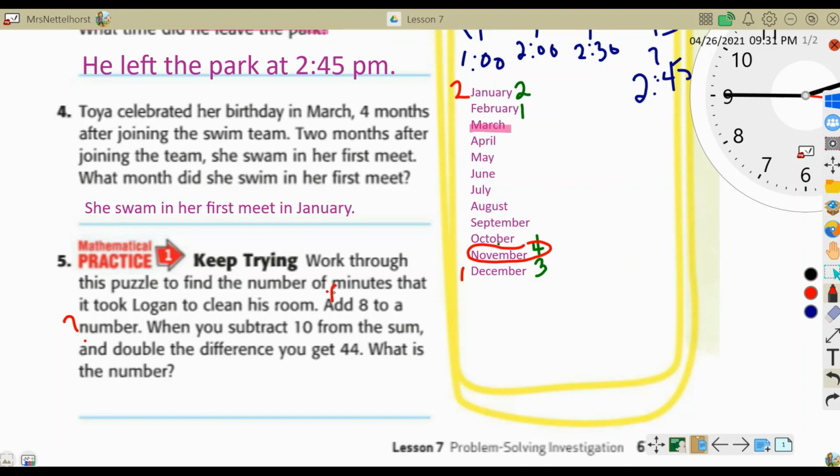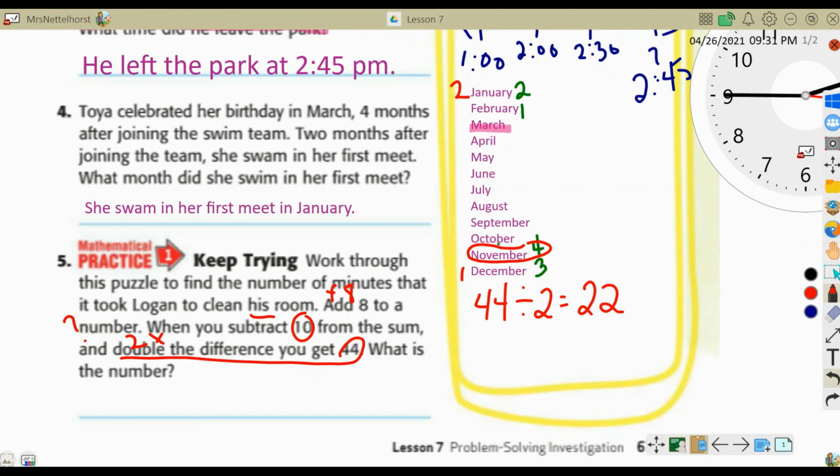We know that we'll have to add 8. We know that we have to subtract 10. And we know that we need to double the difference to get 44. This is the key to it right there. So 44, now remember we're working backwards. So when you double the difference, double means 2 times. Okay, the opposite of 2 times is divided by 2. So if we do 44 divided by 2, that equals 22. 22 plus 22 is 44.